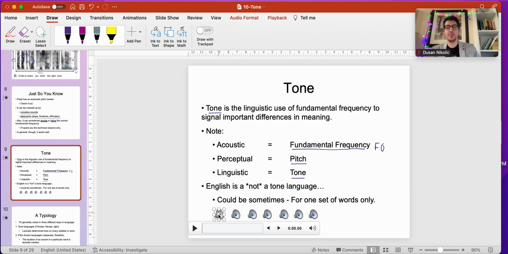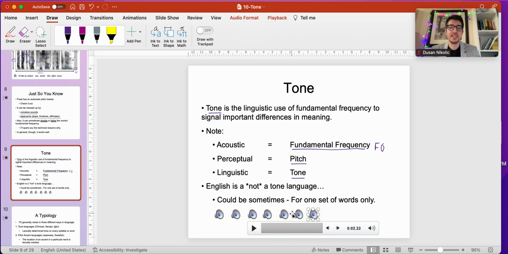So I'll try to maybe imitate this so that you can hear. So the speaker is saying mm-hmm. Mm-hmm. Mm-hmm. Mm-hmm. Mm-hmm. Right, something like that.